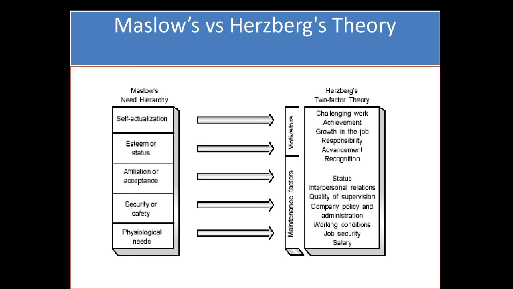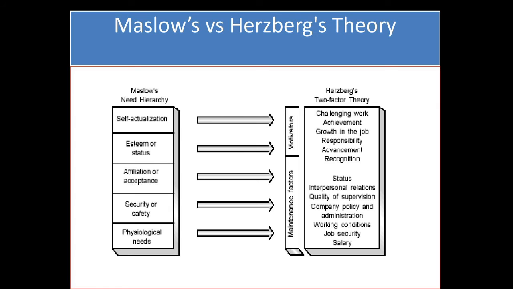Comparison of Maslow's with Herzberg's theory. Here we are talking about Maslow's needs and Herzberg's two-factor theory. In Herzberg's theory, in the motivators column: challenging work, achievement, growth in the job, responsibility, advancement, recognition. All that will be there in the motivators column. Here we'll be talking about two levels: self-actualization and esteem or status. Then affiliation or acceptance, security or safety, and physiological needs.